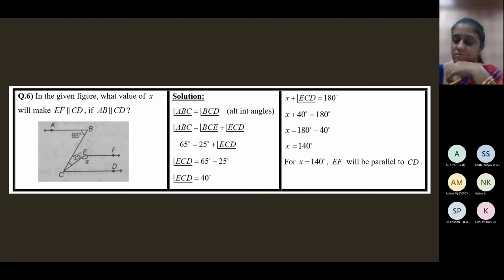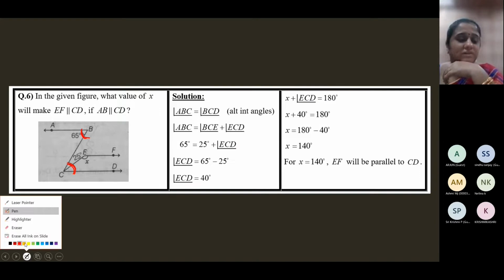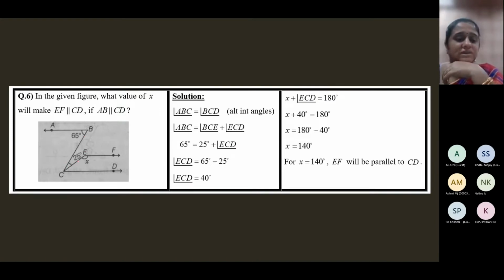So you can see, children, angle ABC is equal to BCD. BCD is this angle. ABC is equal to BCE plus ECD. What is BCD made up of? BCD is made up of this angle BCE and ECD. These two angles put together make BCD.